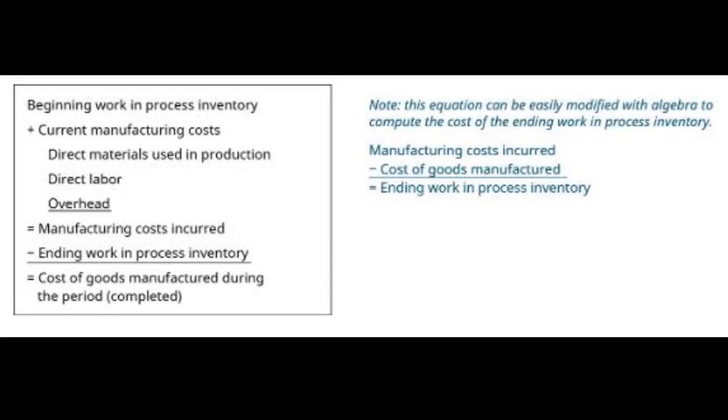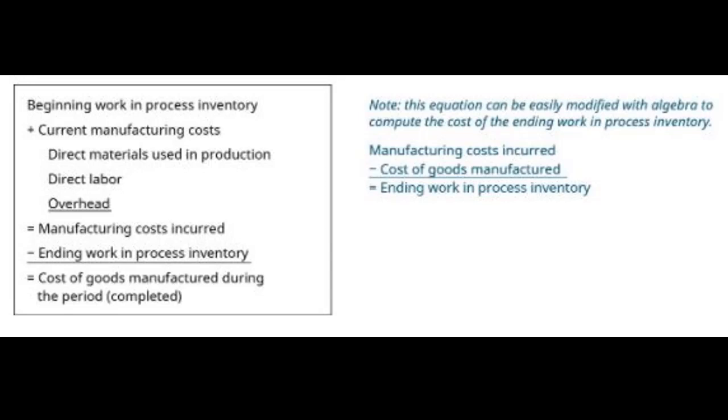And as a result, the total amount of cookies completed today is the amount of cookies we worked on, those manufacturing costs incurred, minus the portion of what we worked on today that we will complete tomorrow, the ending work in process inventory.